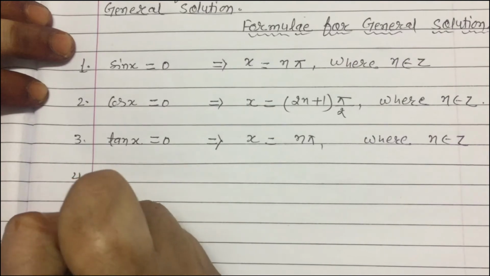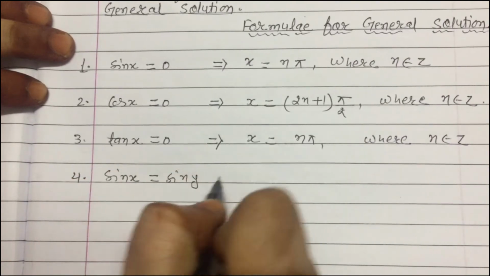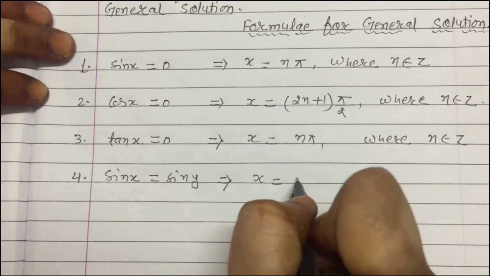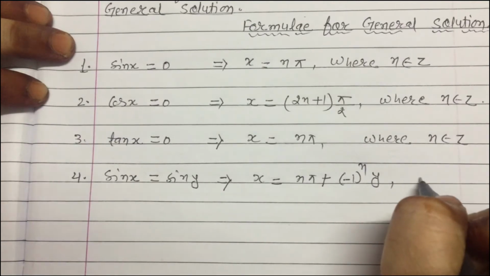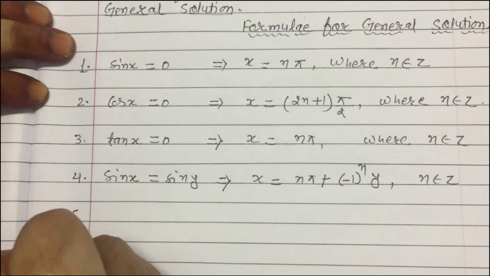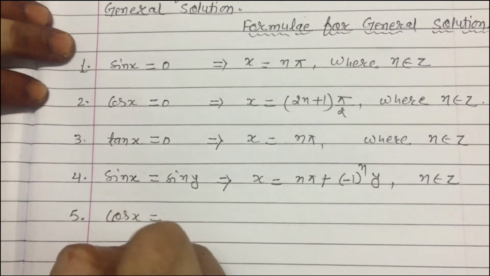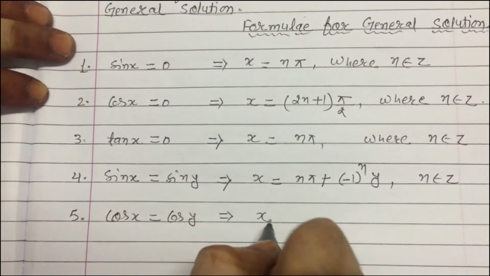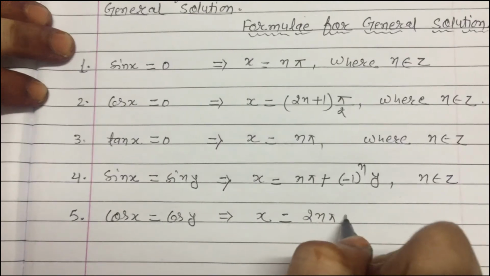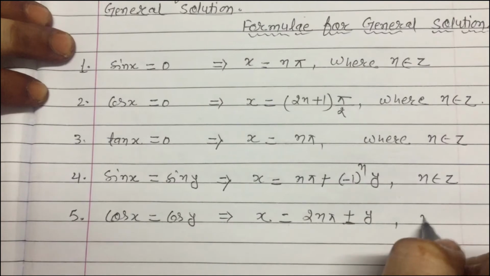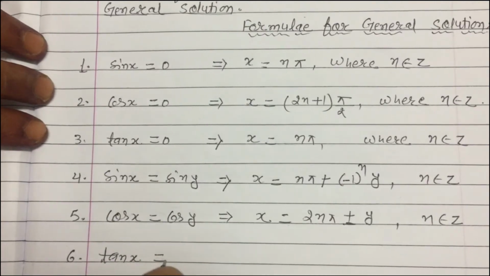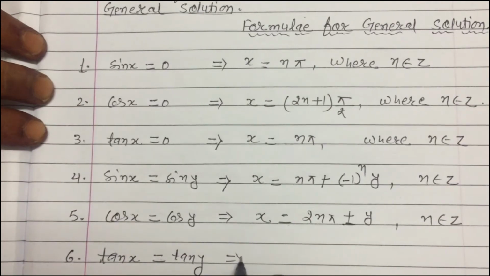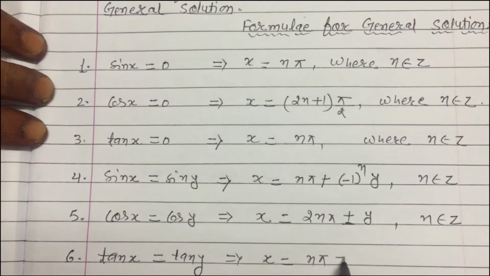Fourth, if sin x is equal to sin y, then x is equal to n pi plus (minus 1) raised to n into y, where n belongs to Z. Next, if cos x is equal to cos y, it gives the solution x is equal to 2n pi plus minus y, where n belongs to Z. And next, if tan x is equal to tan y, then x is equal to n pi plus y, n belongs to Z.